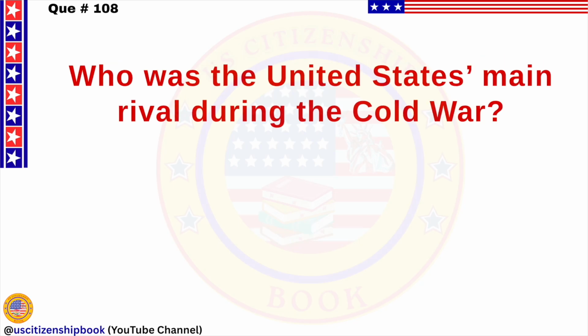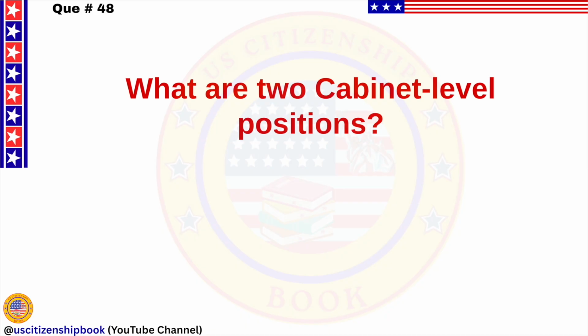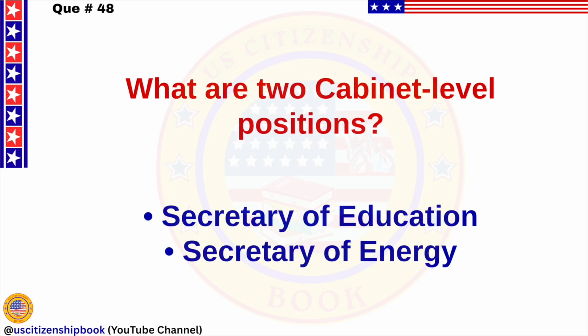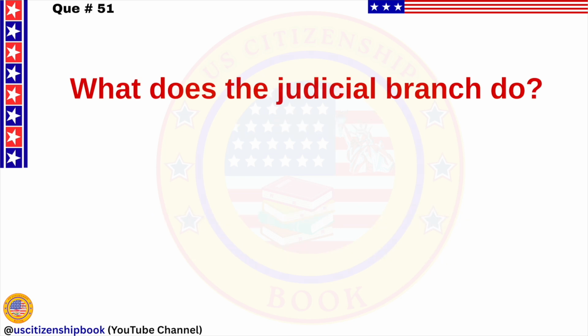Who was the United States' main rival during the Cold War? Russia. What are two cabinet-level positions? Secretary of Education, Secretary of Energy. What does the judicial branch do? Reviews laws.